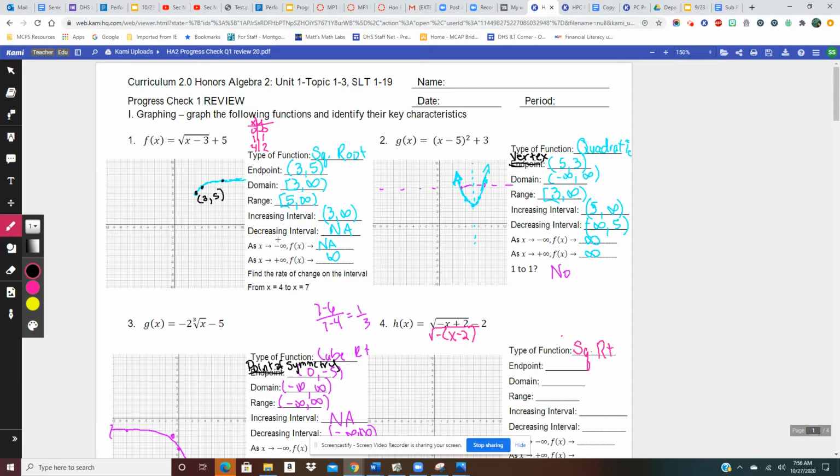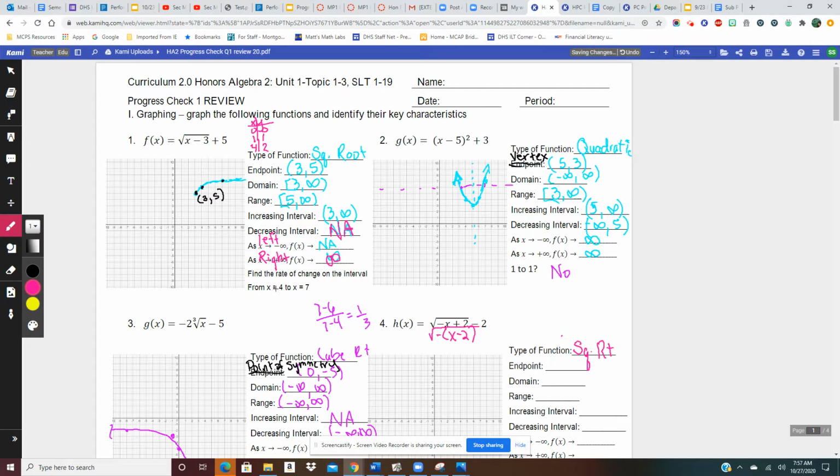As x goes to negative infinity, again, that means as you go left. So this one is left, negative infinity for x is going to the left. So as x goes to negative infinity, well, the graph doesn't go to negative infinity. That's why I wrote NA here. It does not go to negative infinity. Okay, so this one means as you go right, what is the graph doing? Well, as you go to the right, the graph is going up. So we're going to go to infinity.